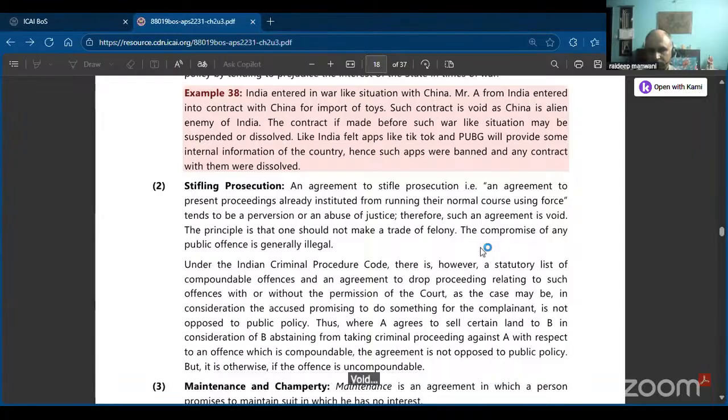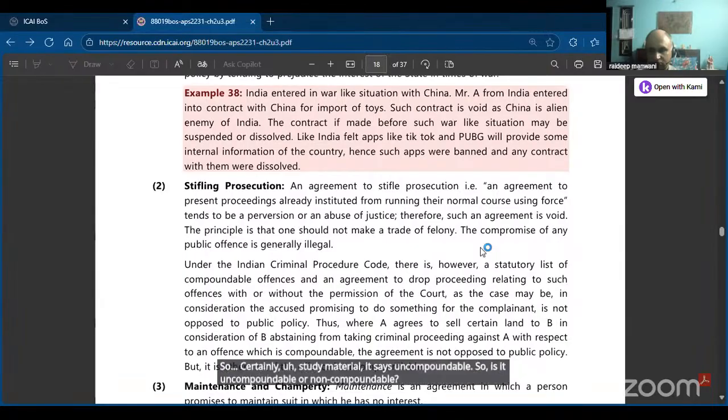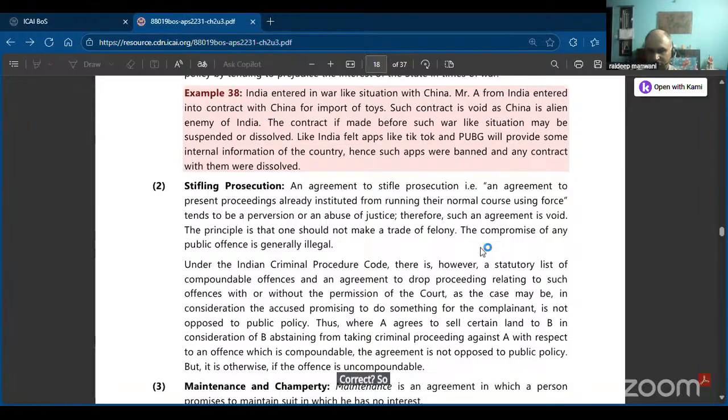Sir, in the study material, it says uncompoundable. So is it uncompoundable or non-compoundable? Uncompoundable. I made a mistake. It shouldn't be non. Both the words are used interchangeably. Correct?